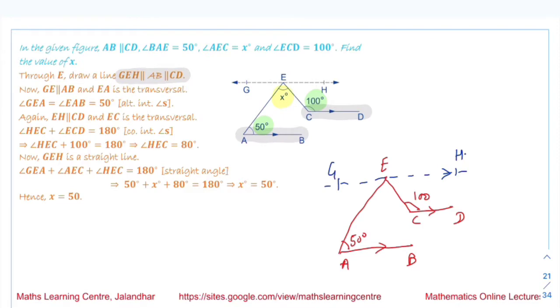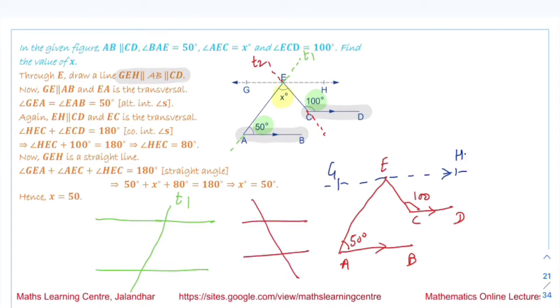When we construct this line, again we have two transversals over here. One is transversal T1, and the second is transversal T2. So we are talking about two cases. One is this line and this line, and transversal T1. Second, two lines and this is the transversal T2. This is the point C, this is E, this is the point A, and this is E.